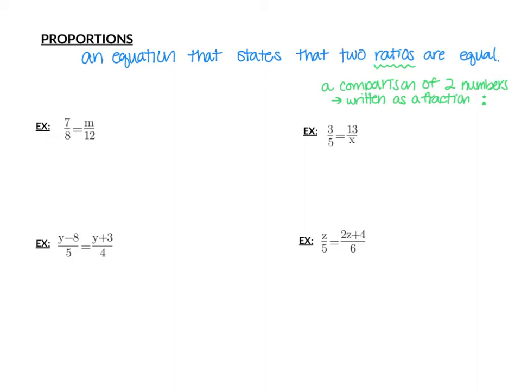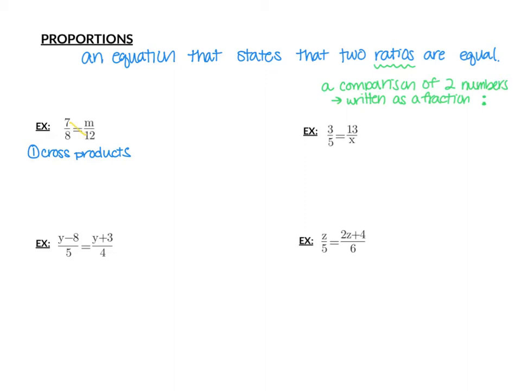So I have some examples below that I would like to look at. We're going to look at this first one together, and we're going to look at it two different ways. The first method that we're going to use is called cross products. Probably this is what you will use the most when dealing with proportions. The idea of cross products is that product is the answer to a multiplication problem. So they are multiplication problems that are cross from one another.